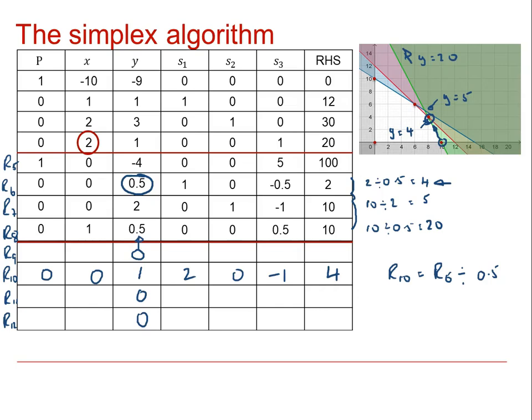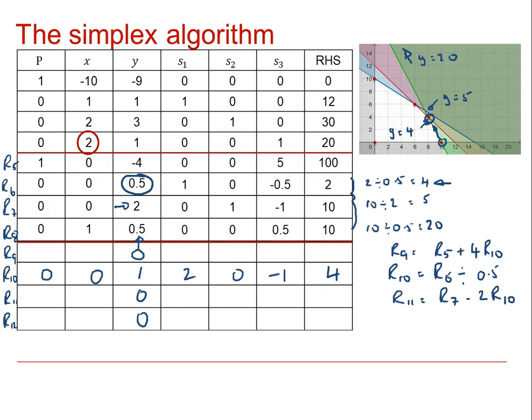We've now got a 1 in row 10, so it becomes easy to do our row operations to work out rows 9, 11 and 12. Row 9 we need to add 4 lots to row 5, so row 9 will be row 5 plus 4 times row 10. If you look at row 7, there's a 2 there, so we need to subtract. To get row 11, we're going to take row 7 minus 2 lots of row 10.